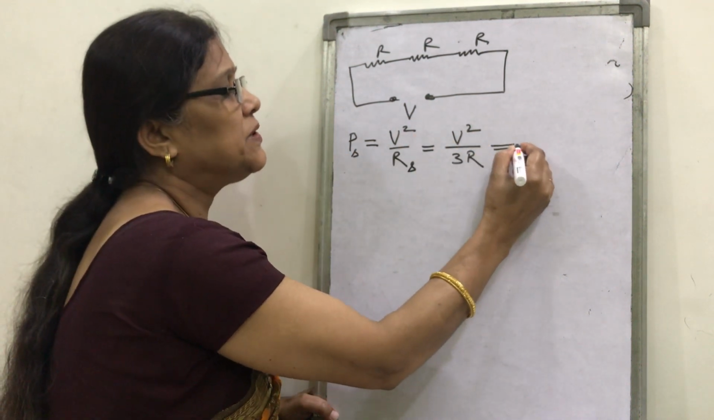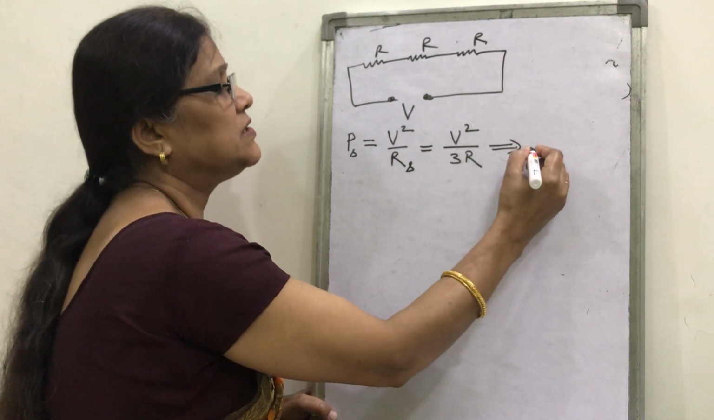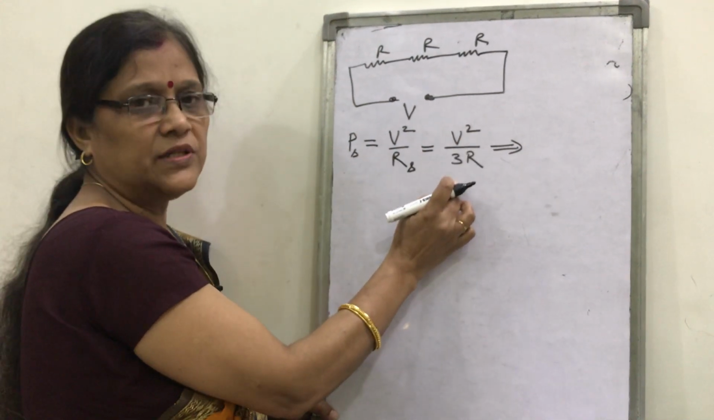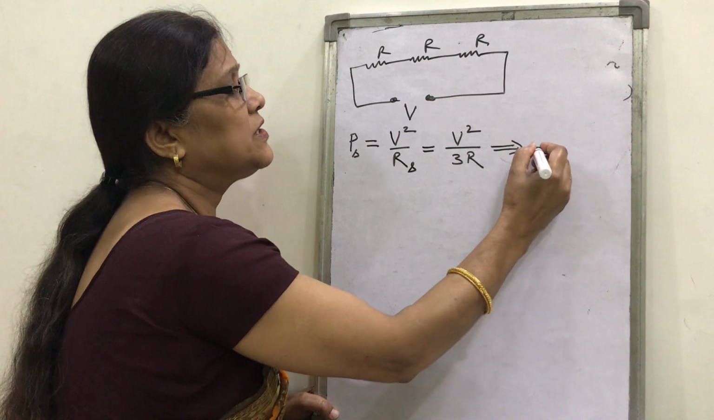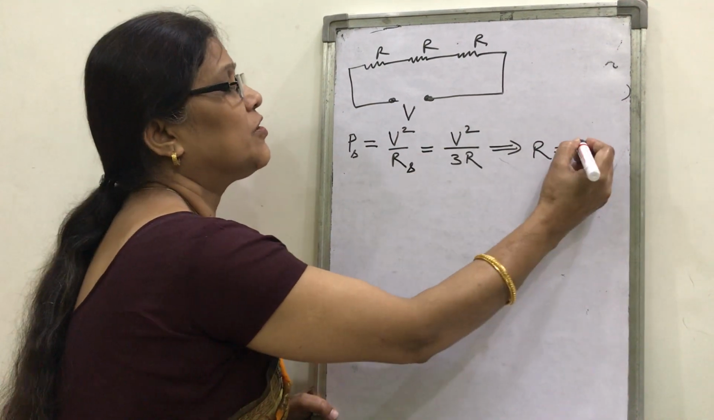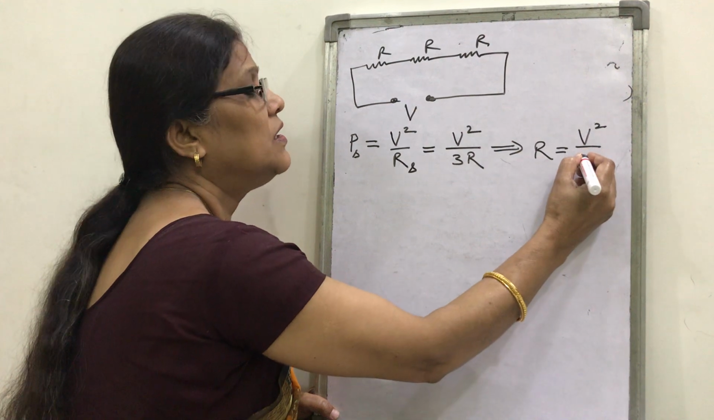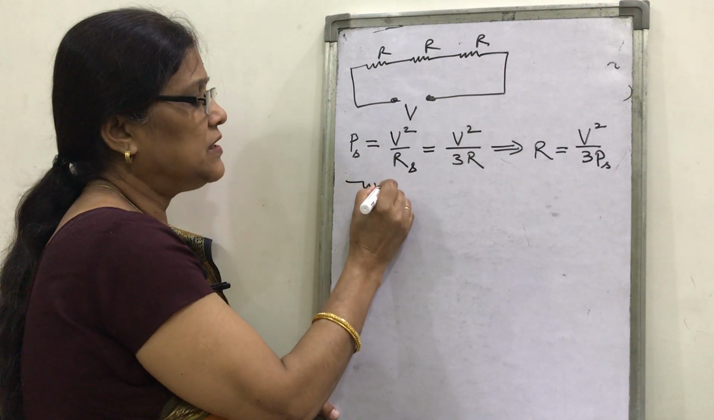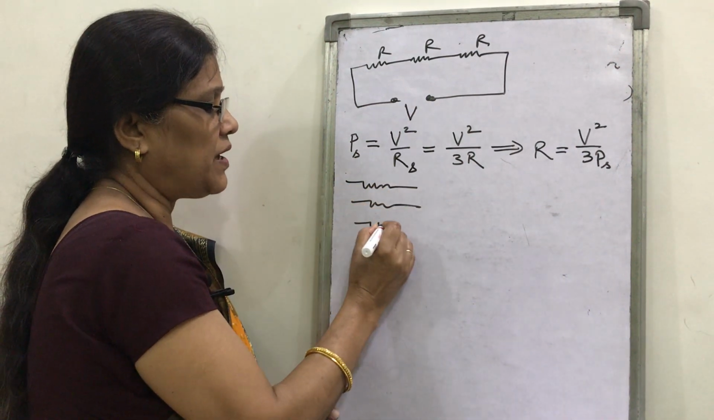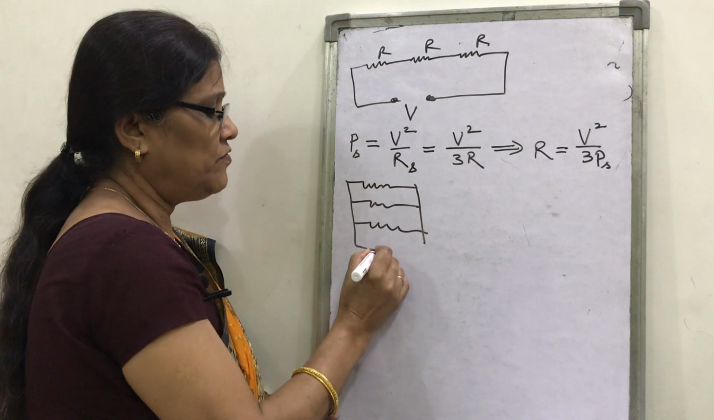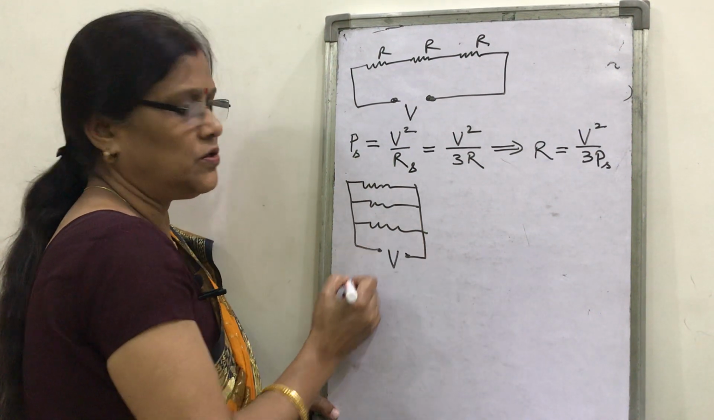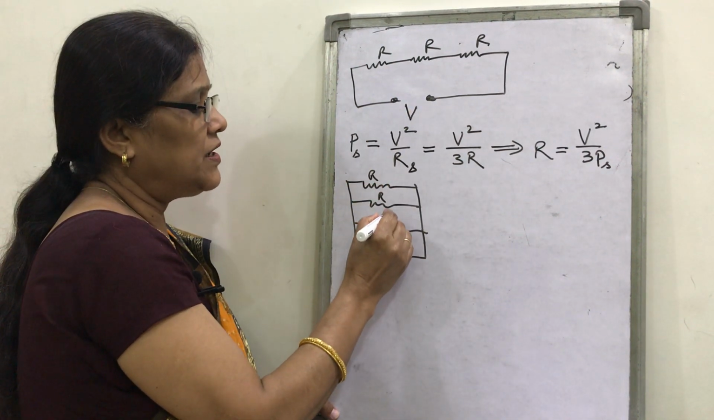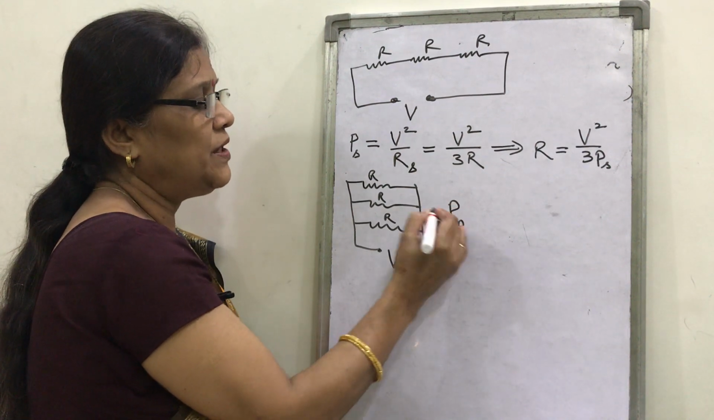So from this expression, the power produced by them in series is Ps equals V square upon 3R. So in this case you can also find that R is equal to V square upon 3Ps. Now in the second case they are connected in parallel with the same DC voltage V volts. Again you will find the net resistance, and the power in parallel will be Pp.